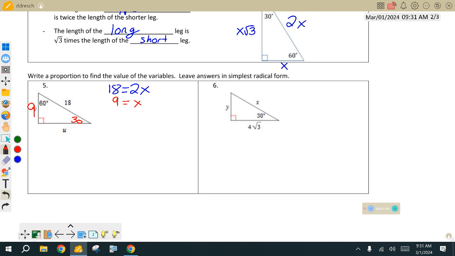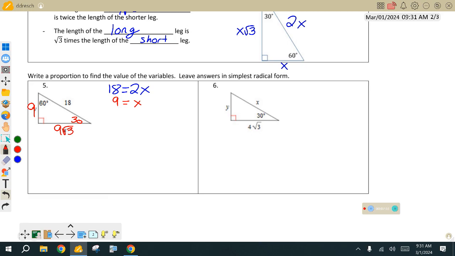And once you know the short leg, you've got everything. 9 here, and what is that long leg then? 9 root 3. It's the short leg times root 3. I don't want to say that's it. There's going to be more to it, obviously. A little bit tougher ones, but you've got to know your reference triangle. Let's walk to the next one.